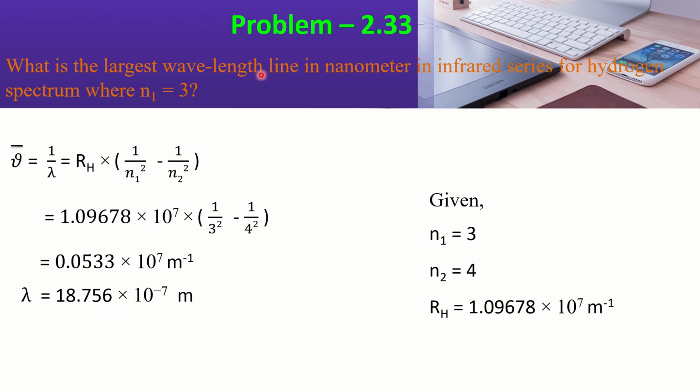Now you have to find out the wavelength line in nanometer. So 1 meter equal 10 to the power 9 nanometer. So if you multiply this by 10 to the power 9, you will get the wavelength in nanometer. After multiplying it by 10 to the power 9, we get lambda equal 1876 nanometer. This is our required answer.